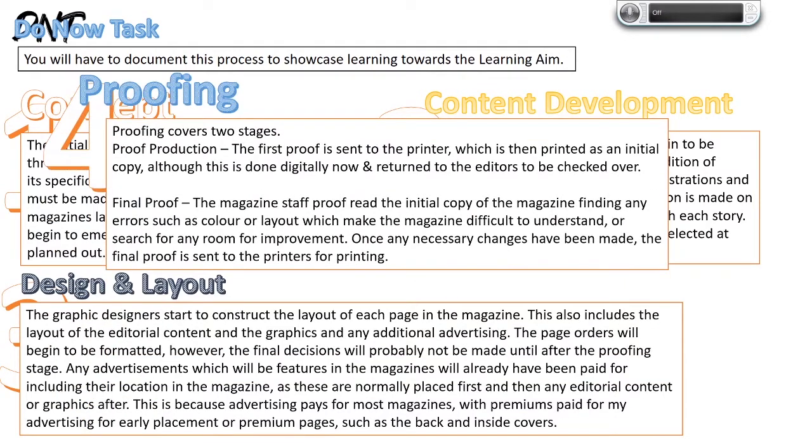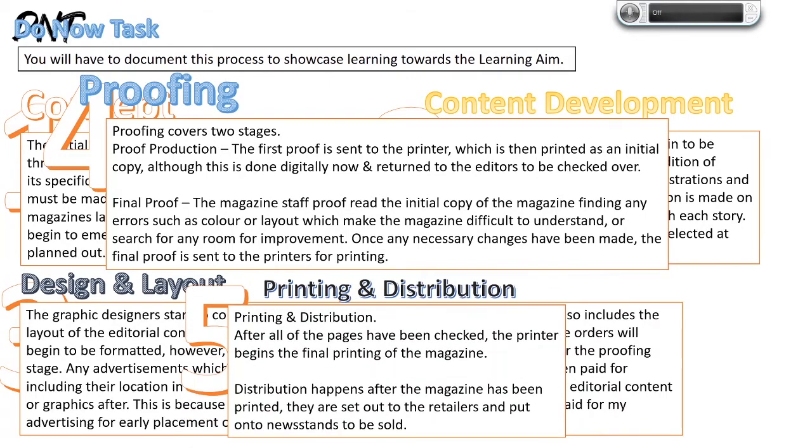And then on to stage 4, which is proofing. Proofing consists of 2 stages, proofing production and final proof. So for proofing production, it's sent to the printer, or a digital copy is created and returned to editors to be checked over. And then there is a final proof where magazine staff read through the digital copy of the magazine, finding any errors and where colour can be improved, etc. If you've seen Devil Wears Prada, this is when she's trying to deliver the book, which is really more of a mock-up, which goes into design and layout, but gives you a bit of context.